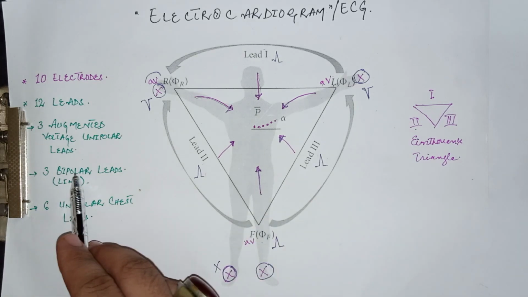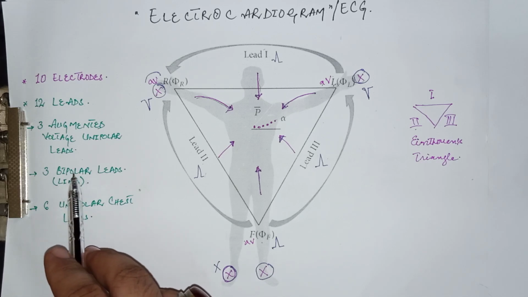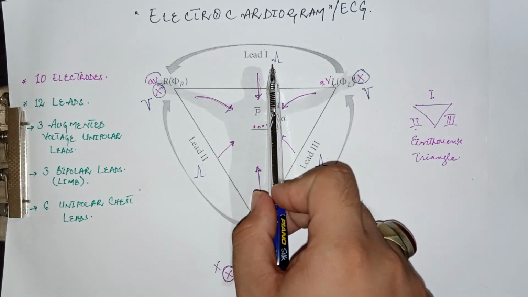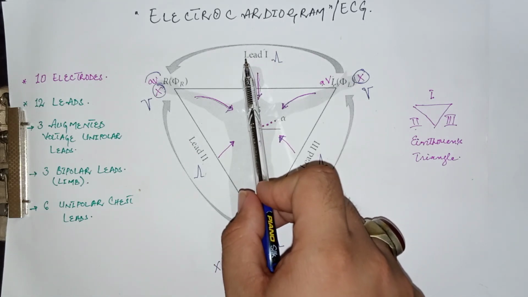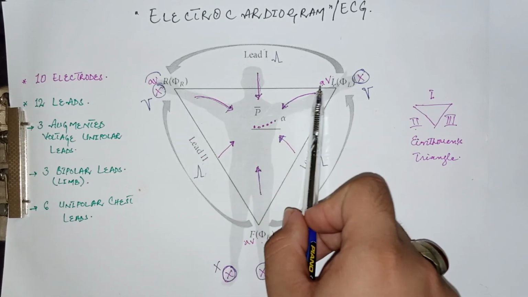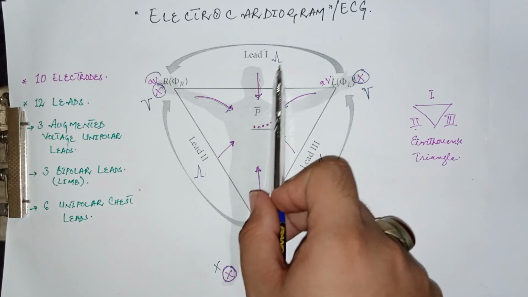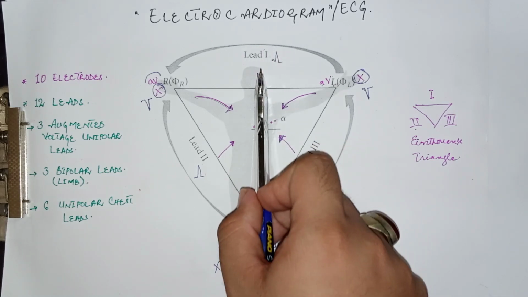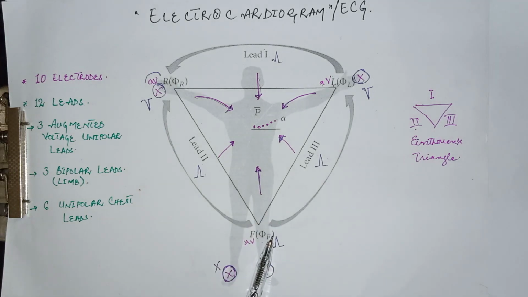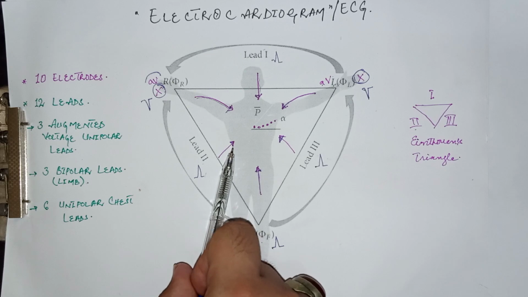Now come to the three bipolar limb leads. These are basically imaginary leads which are formed between the augmented voltage leads. Lead 1 basically checks the electrical activity of the heart between AVR and AVL, that is the right upper arm and the left upper arm. So this checks the electrical activity of the heart from this direction, and between AVR and AVF, lead 2 is formed and checks the electrical activity of the heart from this direction.